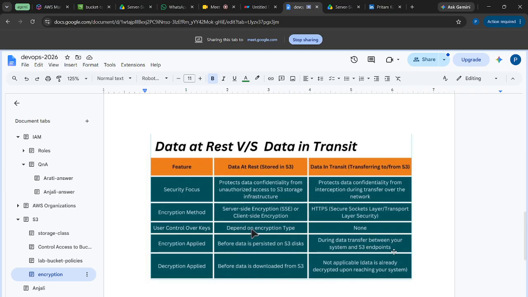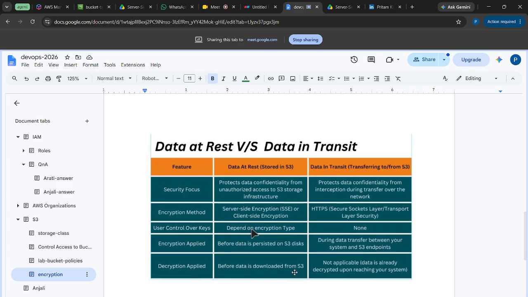If your data is being transferred from the S3 endpoint to your system, that may be your phone or your laptop, wherever you are trying to access that data from. During that transfer process, encryption will happen, then it goes with the decryption. If data is encrypted, we definitely need to decrypt. Otherwise, there is no sense in encrypting it, because no one would be able to understand what we have in our file.